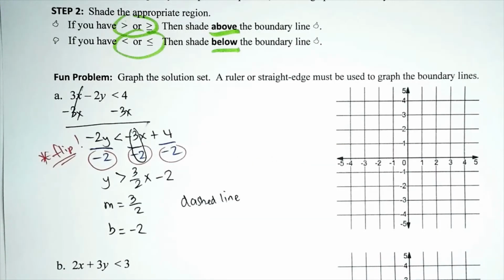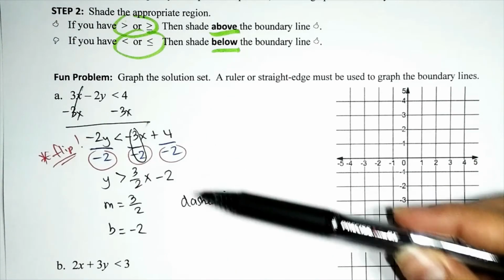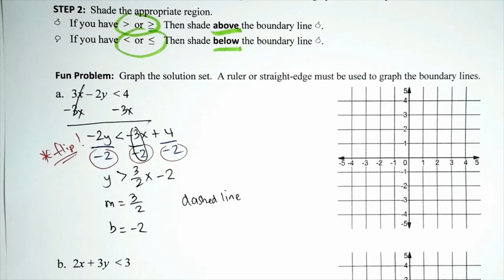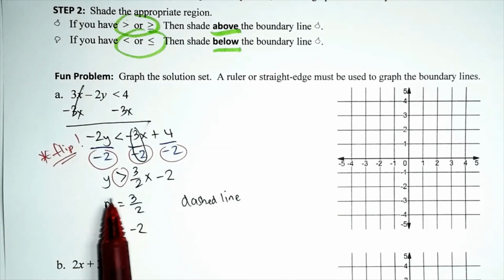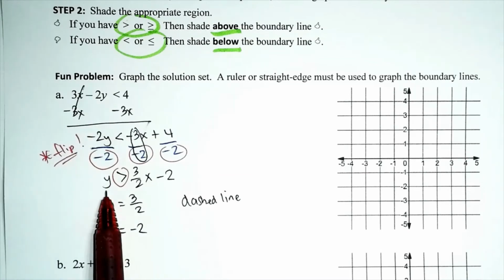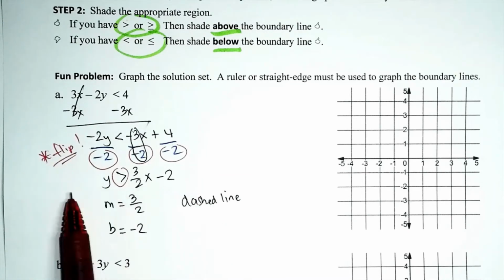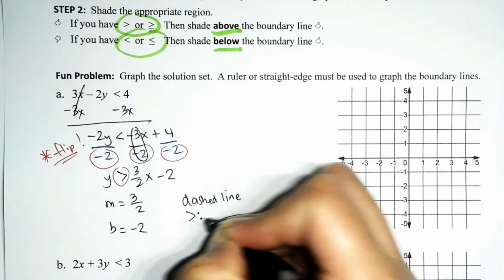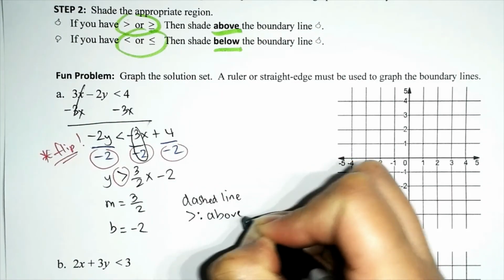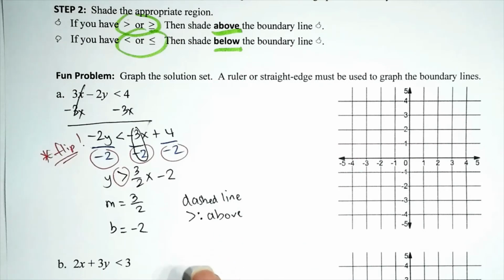Once we do our boundary line, where are we going to shade? Are we going to shade above the boundary line or below the boundary line? To make that call, we're going to look at the inequality symbol at this point, not the original one, because the inequality has to be written in slope-intercept form. Because we have is greater than, we're going to shade above the boundary line. So this is our game plan. You don't have to write this, but I recommend that you speak to yourself so you can execute it.